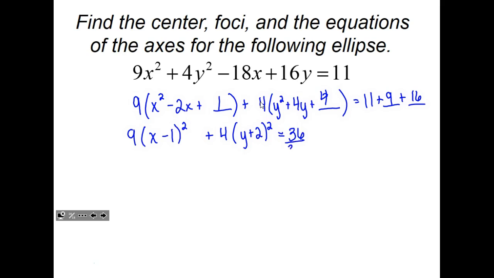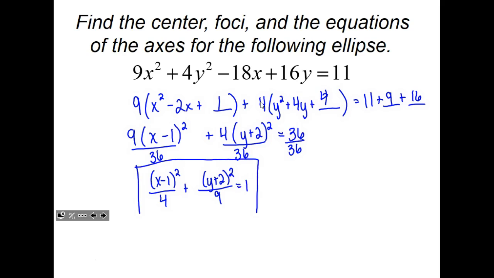Last step is to divide by 36. Okay, whenever you do that, you can reduce. You're going to get x minus 1 squared over 4 plus y plus 2 squared over 9 equals 1. So here is your equation for the ellipse in standard form. These two numbers right here, this 9 and this 4, they do not always switch places. In class on Monday, we'll do a couple where they don't, but in a lot of cases, they are just going to switch places.